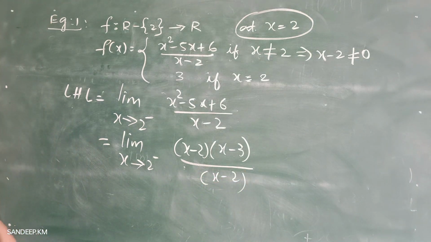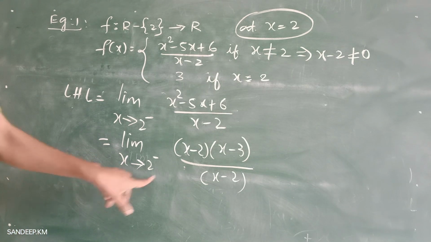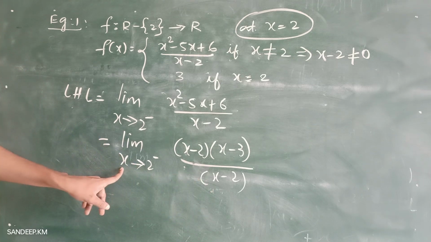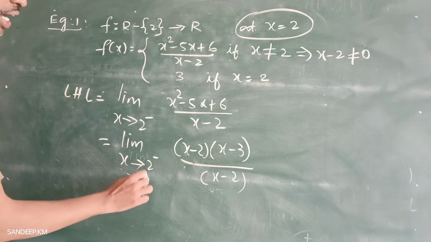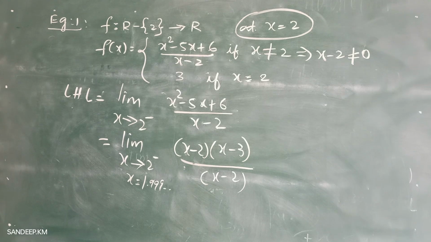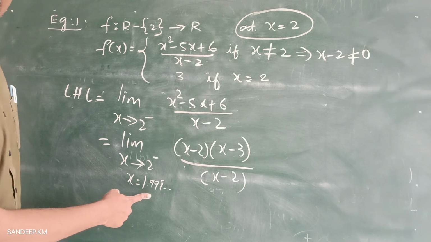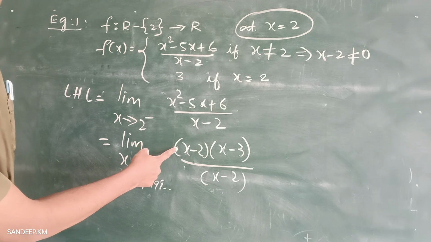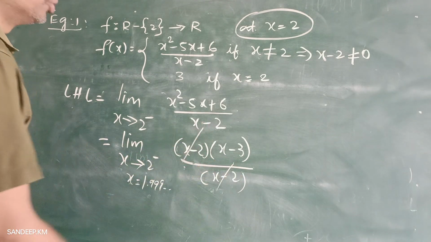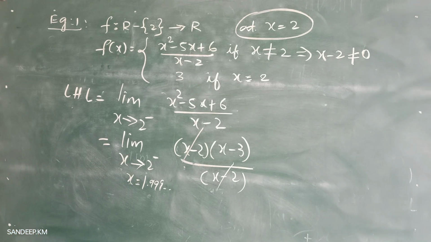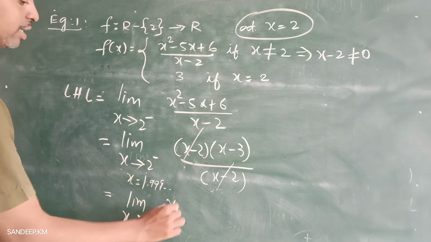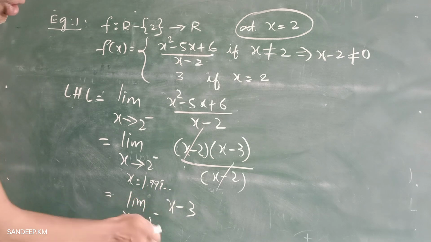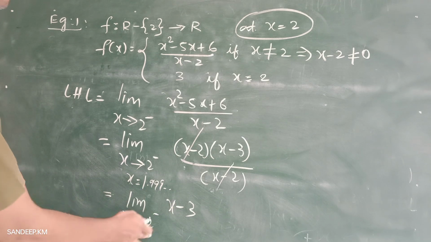Now the question arises, can I cancel x minus 2 and x minus 2 or not? Dear students, if x is equal to 2, I cannot cancel these two. But x is not equal to 2. X is only approaching 2. What is the original value of x here? It is actually 1.9999 and so on. Correct or not? It is not exactly equal to 2. Since x is not exactly equal to 2, this value is not exactly equal to 0. So for that reason, I am cancelling these two. Please understand this. This is very, very important. Next, what we got here? We got limit x approaches 2 minus x minus 3. Now you can substitute x as 2. Whether it is 2 minus or 2 plus, you can substitute x as 2.